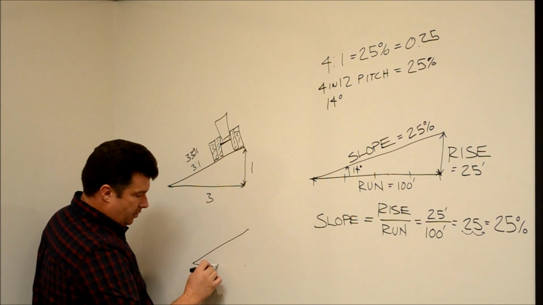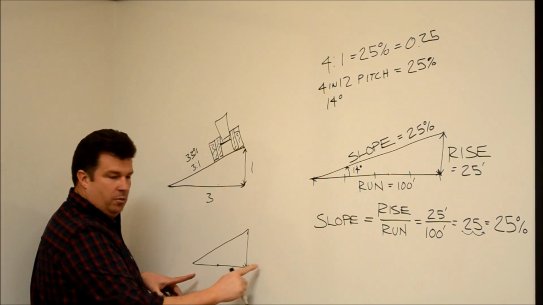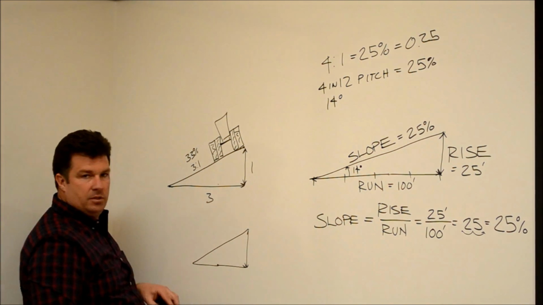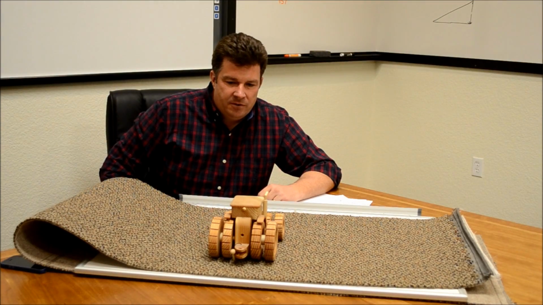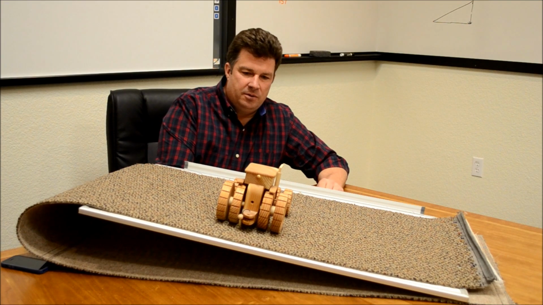that's 2 units horizontal, and 1 unit vertical. That's a 2-to-1 slope. So we have a little demonstration here for slope, and as you can see, I can tilt this up, and our little wooden tractor here will give some slope.